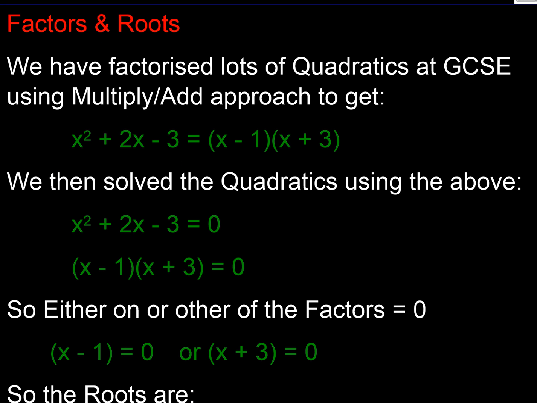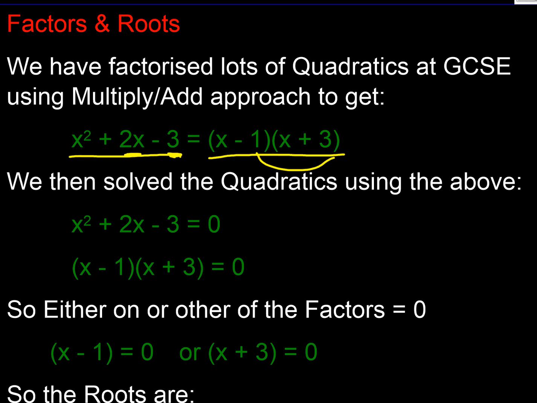At GCSE we spent a lot of time factorising quadratics. So we would take a quadratic expression like x squared plus 2x minus 3, and we factorise it into this expression on the right, factorising being in the bracket, something multiplied by something. And we did that by finding two numbers that multiply together to get that, and if we add the two numbers we'd get the 2.